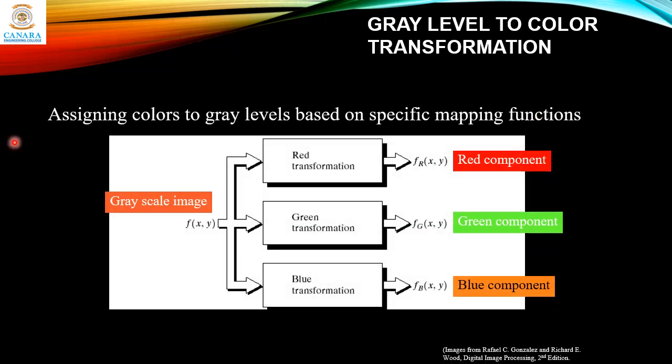Let's look at some other types of transformations that are more general and thus are capable of achieving a wider range of pseudo-color enhancement results than the simple slicing techniques that we discussed in the previous slides. An approach that is particularly attractive is shown in the figure here. Basically, we are assigning colors to gray levels based on specific mapping functions. The three results are then fed separately to the red, green, and blue channels of a color television monitor. This method produces a composite image whose color content is modulated by the nature of the transformation.